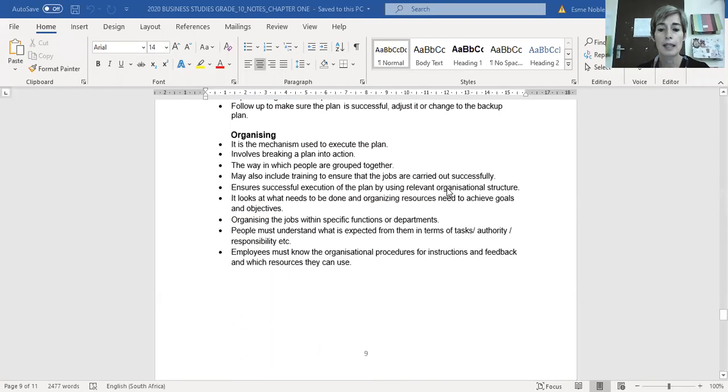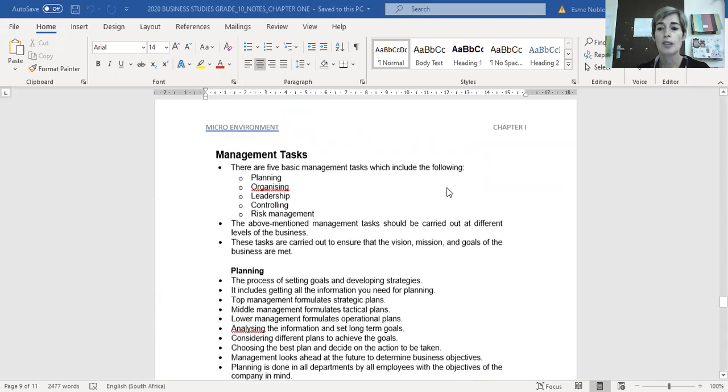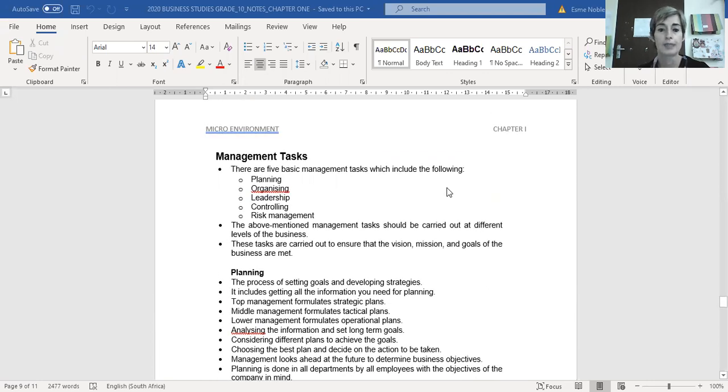We are in chapter 1, on page 9. We're starting with management tasks. There are 5 basic management tasks, which include the following: planning, organizing, leadership, controlling, and risk management. The above mentioned management tasks should be carried out at different levels of the business. These tasks are carried out to ensure that the vision, mission, and goals of the business are met.